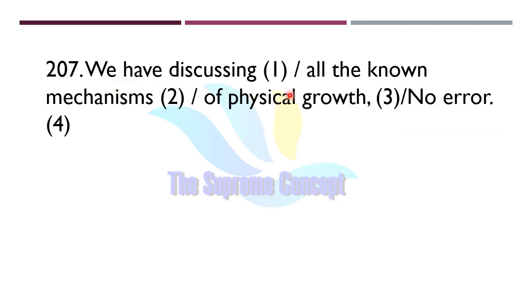We have discussing all the known mechanisms of physical growth. Now find out where exactly the error lies in this question. Yes, this is the easiest one. So error lies in part number 1. So we will use "we have been discussing". Okay, either "we have been discussing" or else we can use "we have discussed". Otherwise this is not the appropriate use. We cannot simply use "discussing" after "have". After "have", the third form of the verb should be placed. Okay, so let us move.